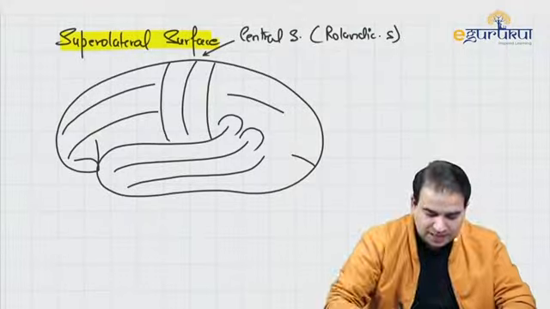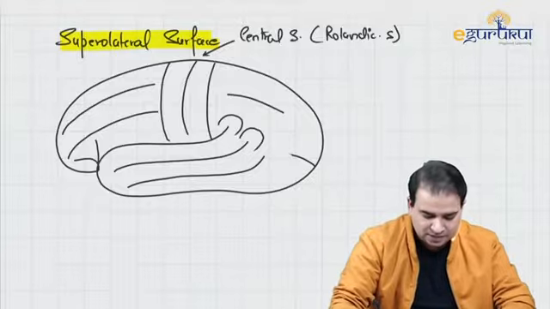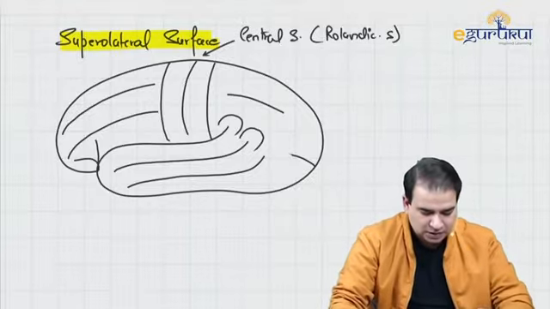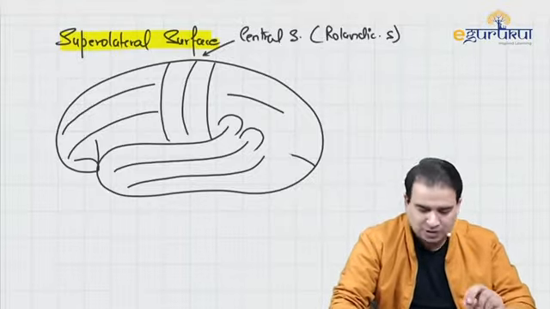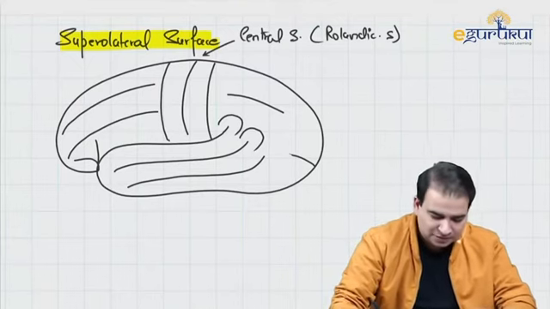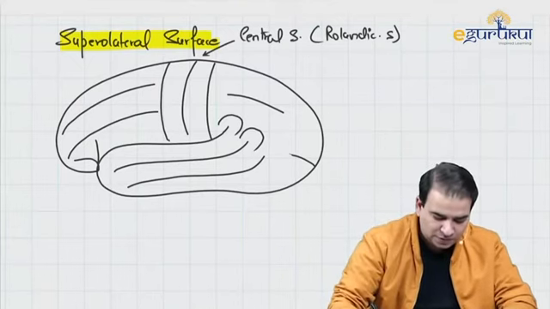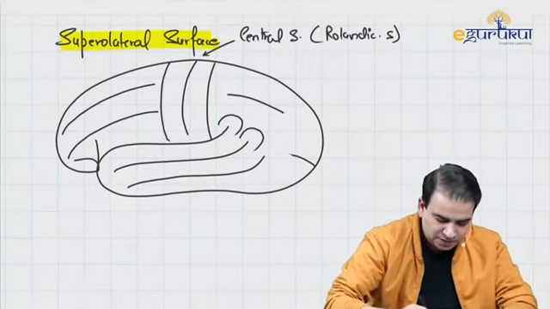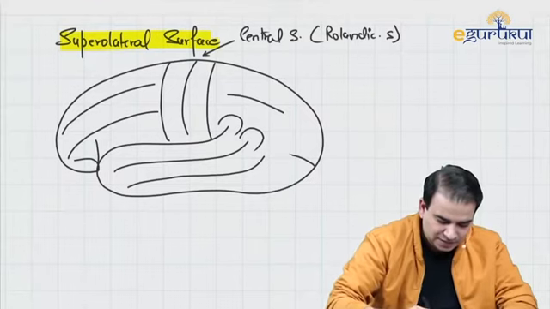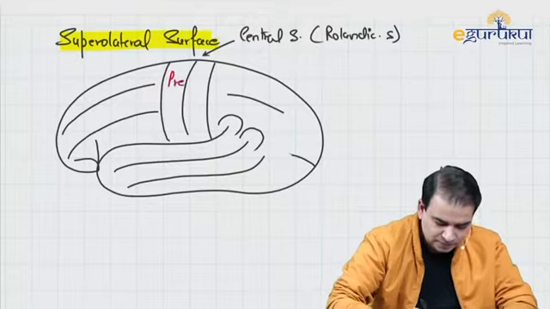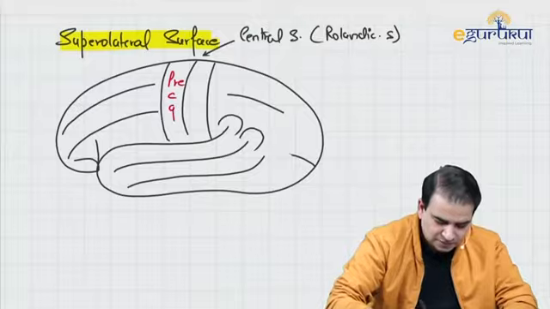And this here is the calcarine sulcus. I'm going to draw it twice actually. Let me just mark the important areas here first, and then we will see what is present where. Now this here is the pre-central gyrus. This is the pre-central gyrus, and this is the post-central gyrus.